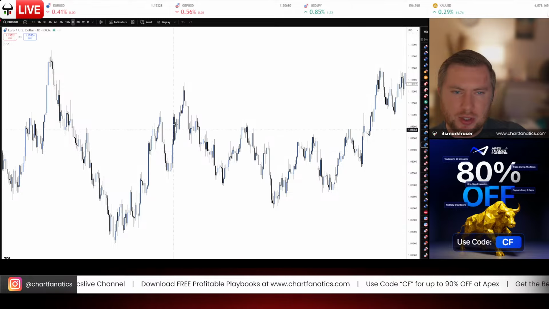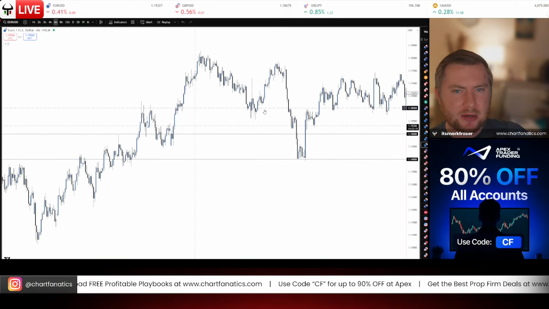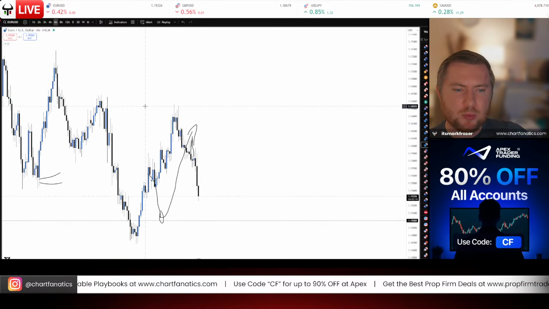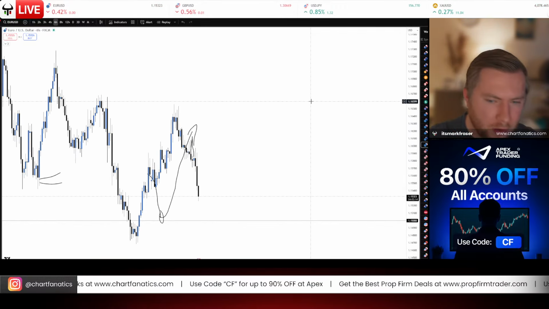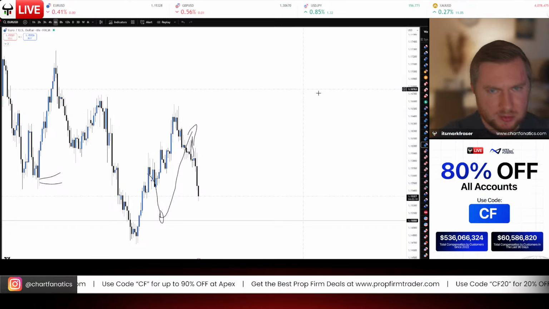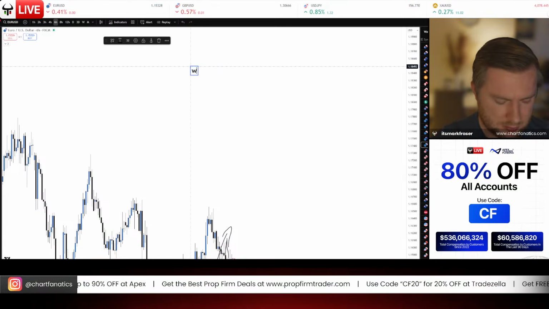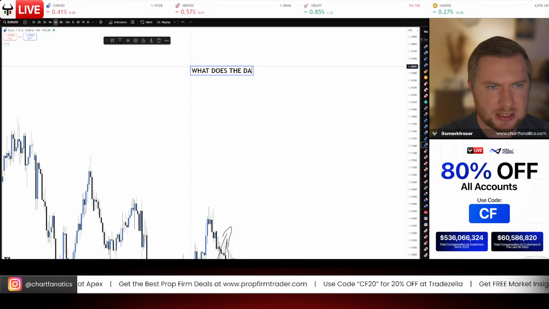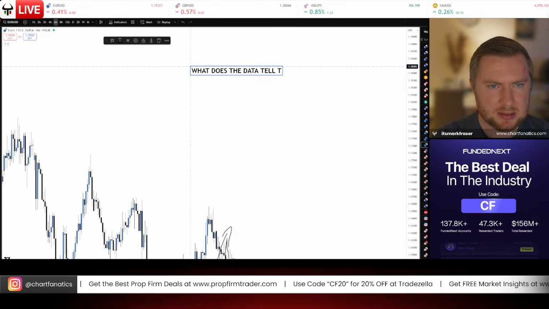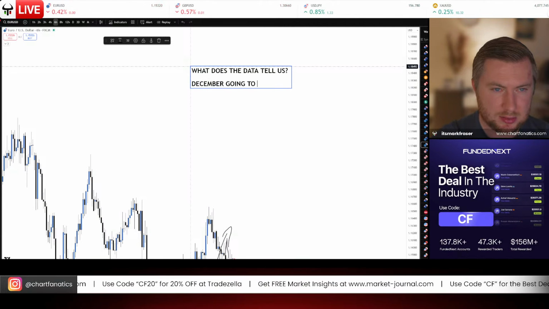So let's look at EUR/USD. And like I said, we are going to have a little look at two sides of the scenario, because tomorrow will give us a very, very good idea on the scenario. So what are we focused on for tomorrow? Number one, we're focused on what does the data tell us? Does it tell us basically, is December going to happen?